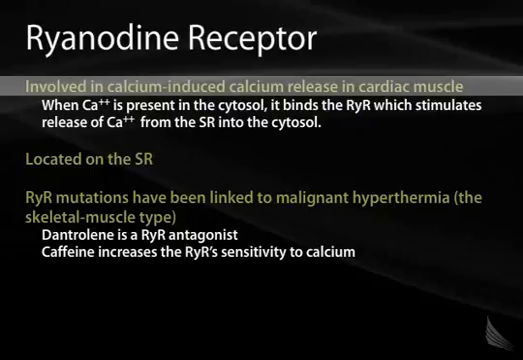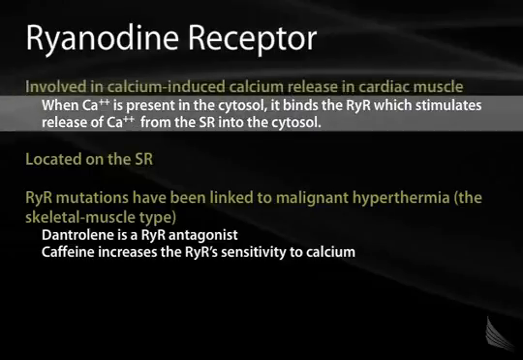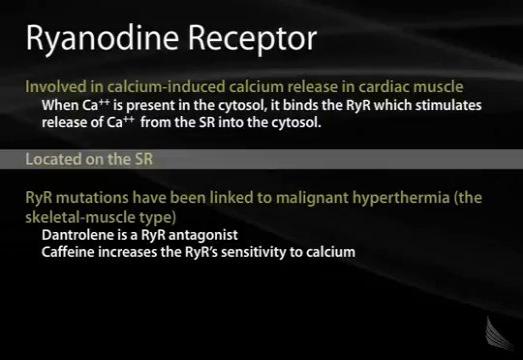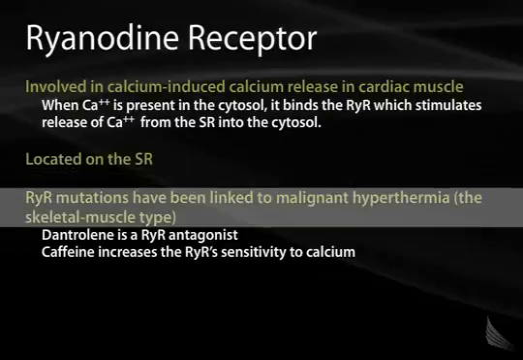The ryanodine receptor is another important molecule responsible for calcium-induced calcium release in cardiac muscle. When calcium is present in the cardiac cytosol, it binds to the ryanodine receptor. The ryanodine receptor then allows for the release of calcium from the sarcoplasmic reticulum into the cytosol. The ryanodine receptor is located on the sarcoplasmic reticulum. This is important clinically because ryanodine receptor mutations have been linked to malignant hyperthermia.